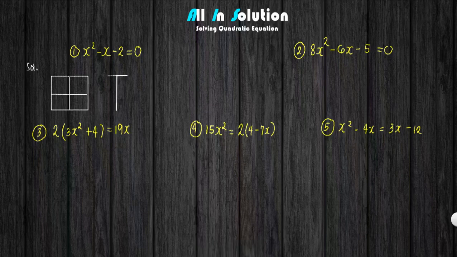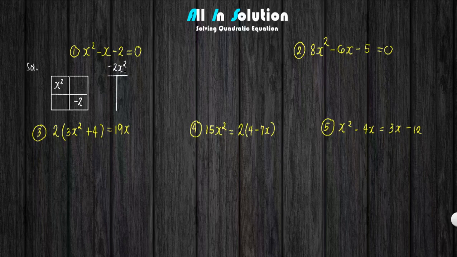Ngayon, let us write the first term dun sa upper left corner ng ating box. And for the third term naman, ilalagay ko naman yan sa lower right corner ng ating box. Now, for the next step, we have to get the product of x squared and negative 2. Then we have negative 2x squared.